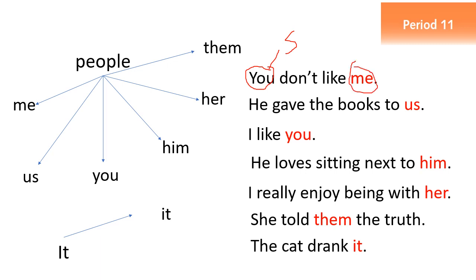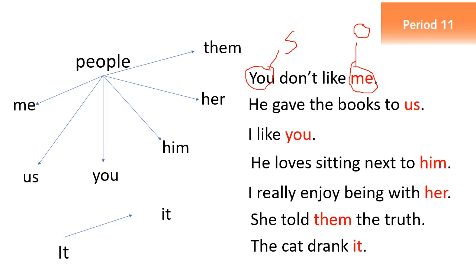Yes, me. We said before that subject is the one who did the action. And what is object? So again, subject is the doer of the action. Subject هو من قام بالفعل. What is object? Object, the thing or the person who received the action. هو الذي وقع عليه الفعل. So you is the subject. Don't like whom? Don't like me. So me is the object.